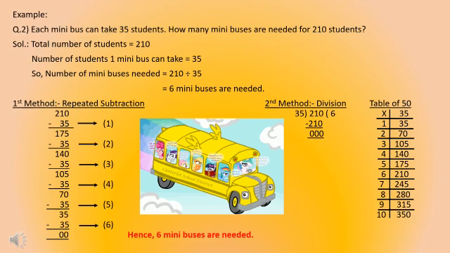As we don't know the table of 35, here also we are using repeated subtraction method. So, first we will subtract 35 from 210 and the difference is 175. Again we will subtract 35 from 175. Like this way we will subtract 35 6 times and the remainder is 0. So our answer is 6 because we are subtracting 35 6 times. So they will need 6 minibuses for 210 students.